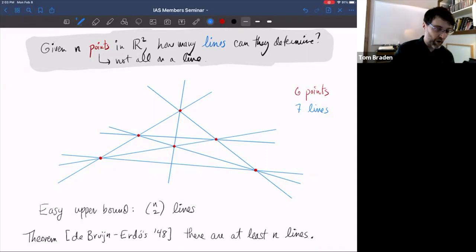If you just have all the points on one line and then one point off the line, then they'll determine exactly the number of lines that equals the number of points.